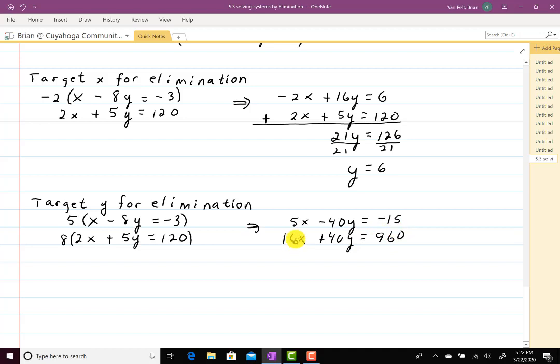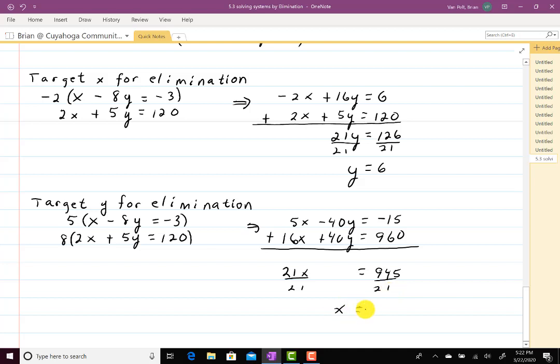They make this 6 look more 6-like, although it looks terrible now. But let's add these two things together. I get 21x equals 945. And so I'll divide both sides by 21. And let's see what we get. 945 divided by 21. Oh, it comes out exactly 45.